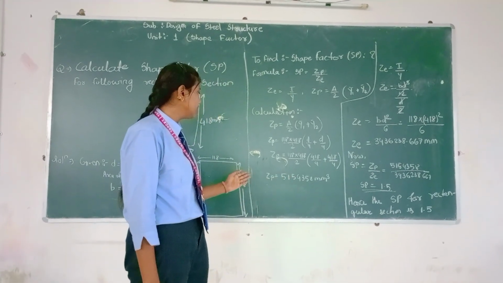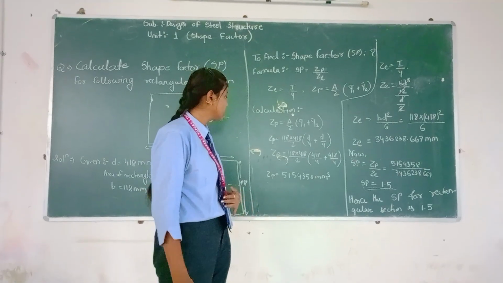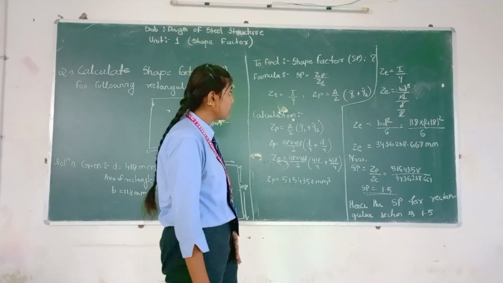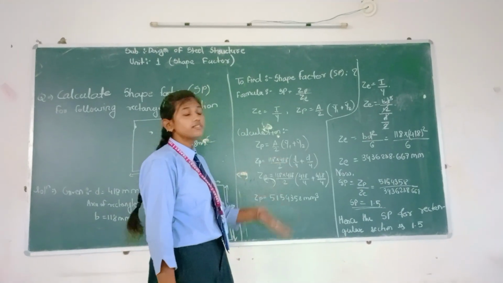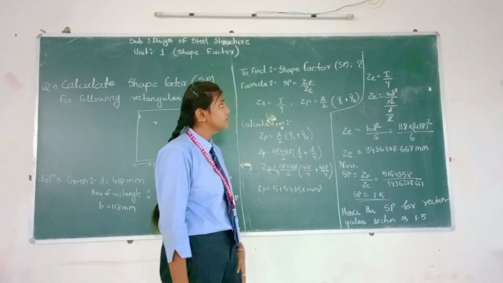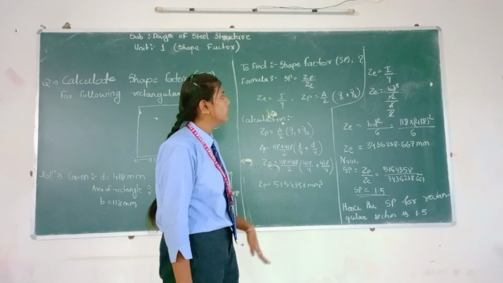Then ZP is equal to, the answer is 51458 mm cube. ZD is equal to I by Y. ZD is equal to B into D cube upon 12 upon D upon 2.